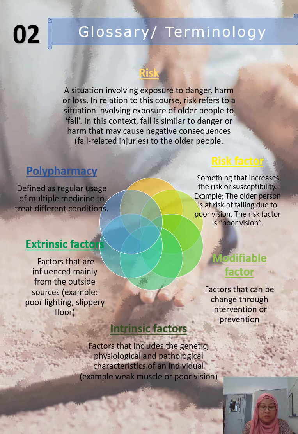Okay, the next term is polypharmacy. You may have heard this in the earlier lecture. Polypharmacy is defined as a regular usage of multiple medicines. Normally, it's 5 or more to treat different conditions. Next is risk factor. What is a risk factor? A risk factor is something that increases the risk or susceptibility of falling. For example, the older person is at risk of falling due to poor vision. The risk factor is poor vision.